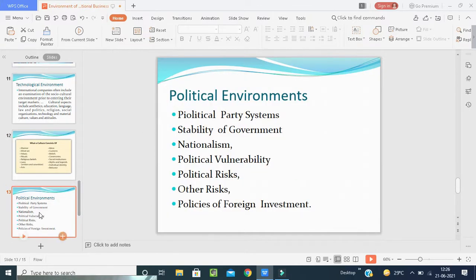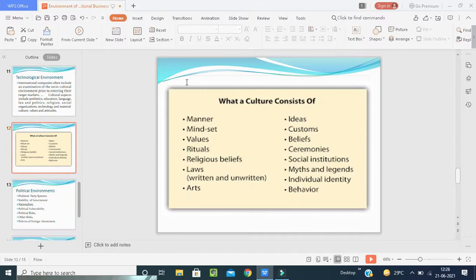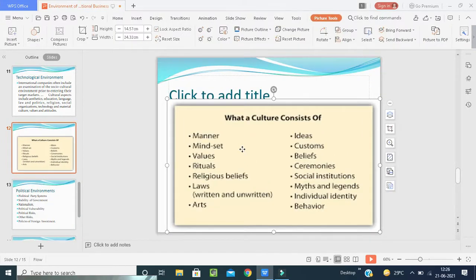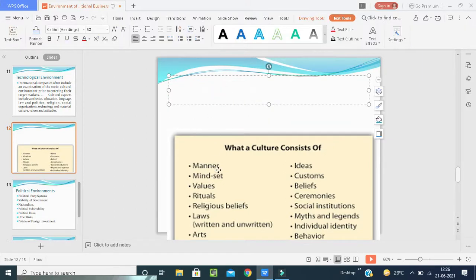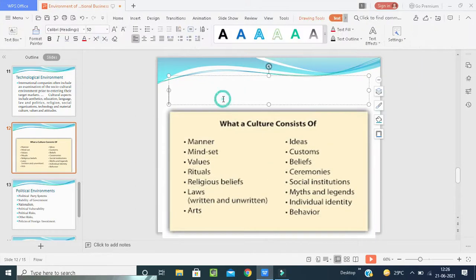These are the things. Now, next is how the political environment takes place. That means a political party system should be there. This is what culture consists of here. So this is the second topic I can say here. So how the cultural environment and the political environment should be there.